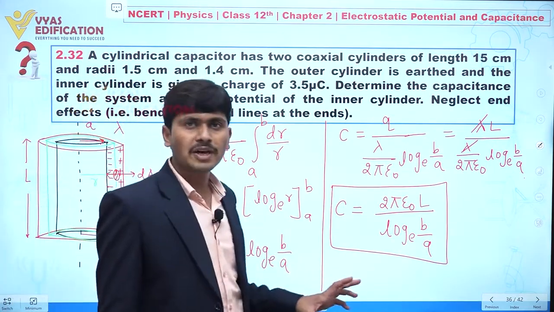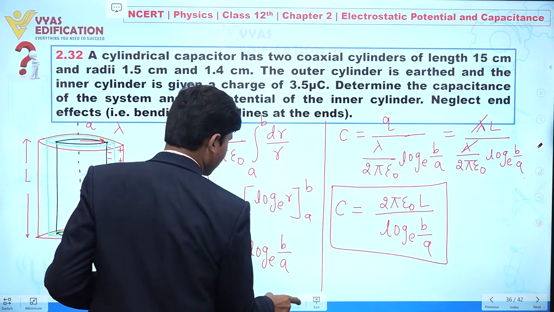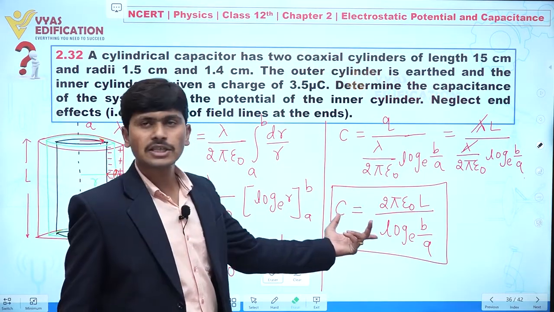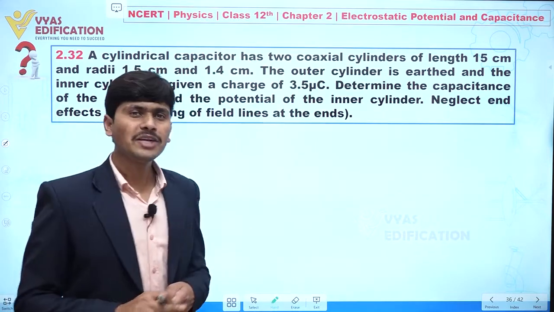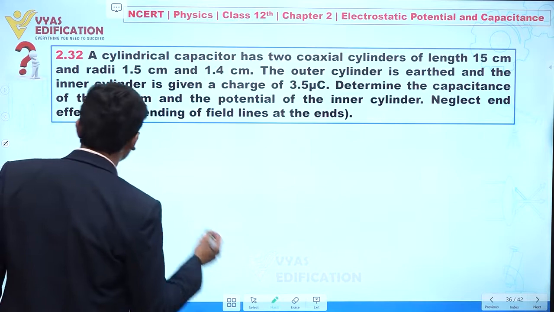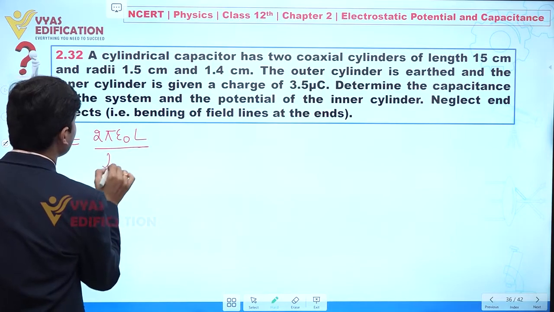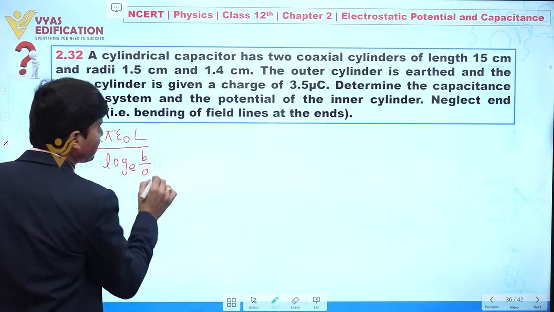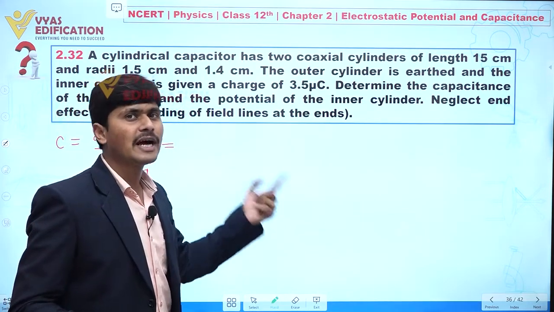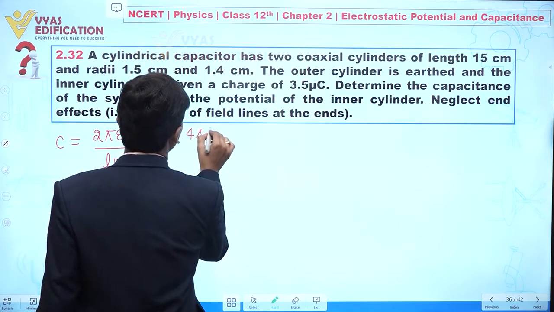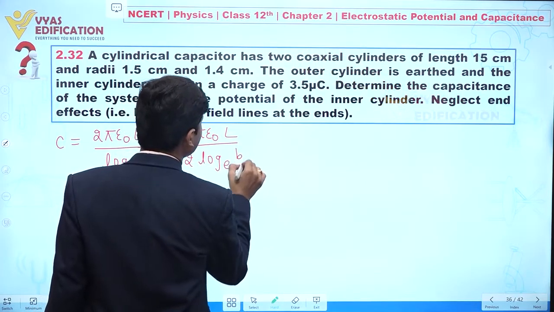Now we can apply this formula in this question. Keep in mind C equals 2 pi epsilon naught L upon log of B by A. Dear student, this formula is given to you: C equals 2 pi epsilon naught L over log base e of B by A. Now we can put in the values. If we multiply 2 pi epsilon naught by 2 and divide by 2, we can write this as 4 pi epsilon naught L divided by 2 log base e of B by A.